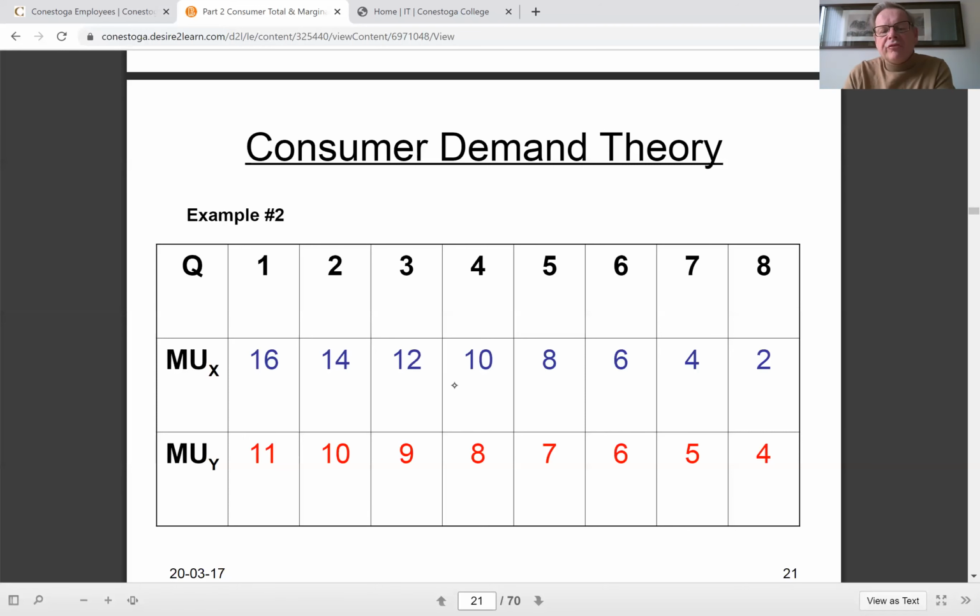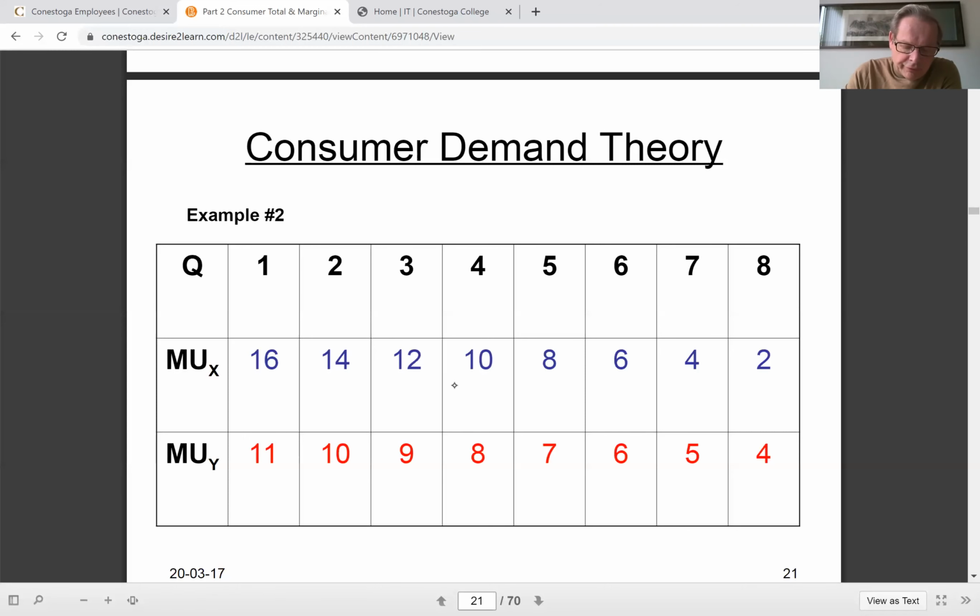Where are we going to now spend our third and fourth dollar? Are we going to buy the first X, or are we going to buy the third Y and the fourth Y? If we buy the first X, once again, we're only going to get 16 levels of satisfaction, and we spent $2. If we buy the third and fourth Y, we're going to get 9 plus 8, which is a total of 17, and 17 is greater than 16, so the logical choice is to buy the third and fourth Y.